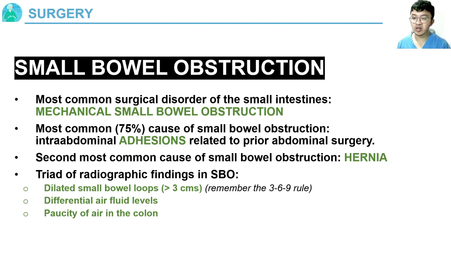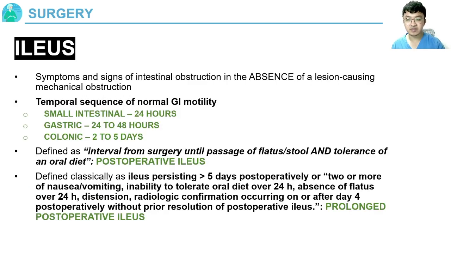It's dilated small bowel loops. Remember our 369 rule. For small bowel, it's 3. For large bowel, it's 6. For cecum, it's 9. If you have dilated small bowel loops more than 3 centimeters, differential air fluid levels, you're going to see their air fluid levels in the patients with small bowel obstruction and paucity of air in the colon, then that's the triad for your small bowel obstruction.